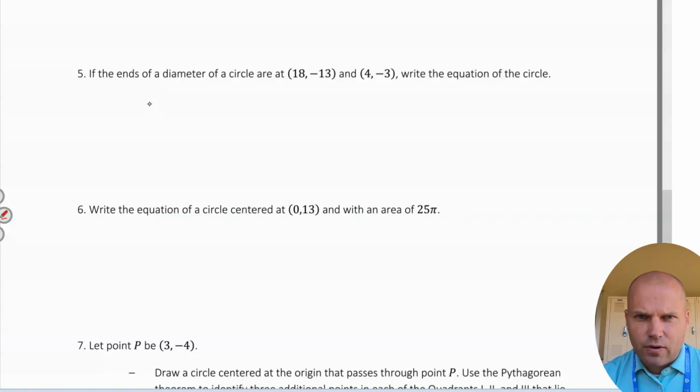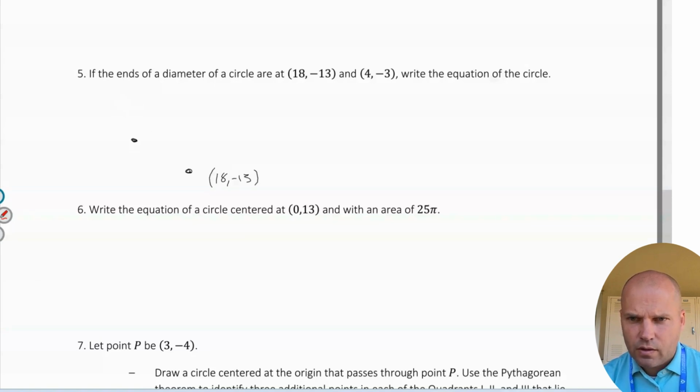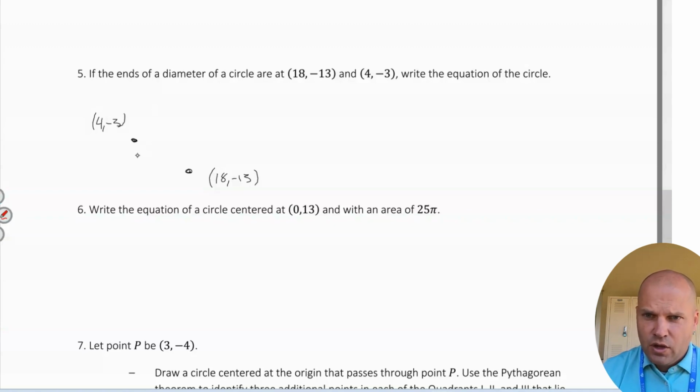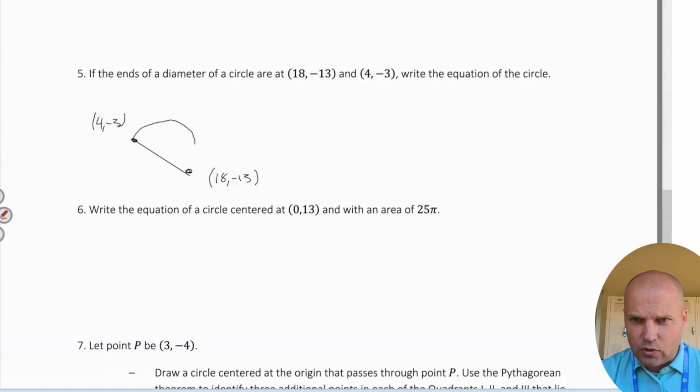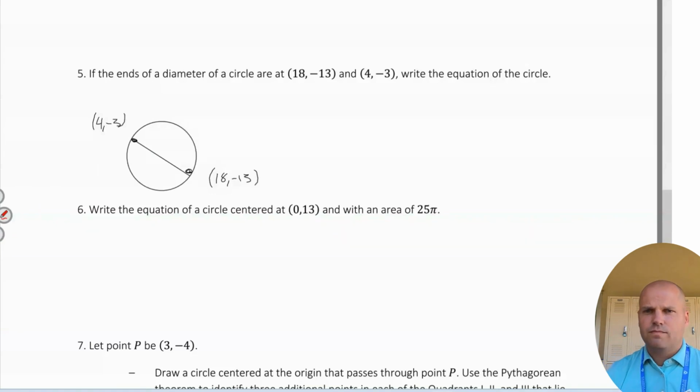If the ends of a diameter of a circle are the following: 18, negative 13, and 4, negative 3. I'm not even going to put it on an xy axis because it might be confusing. This is my diameter. So my circle kind of goes around like this. Cool? Cool. How are we going to find all the interesting information we need?